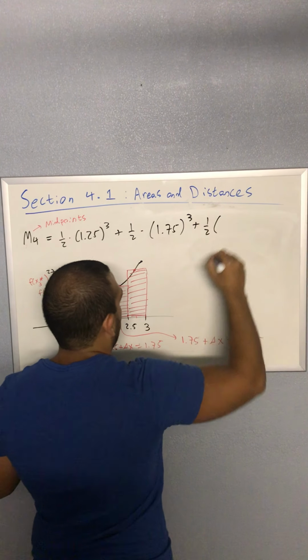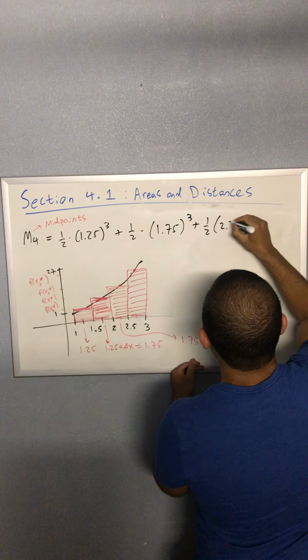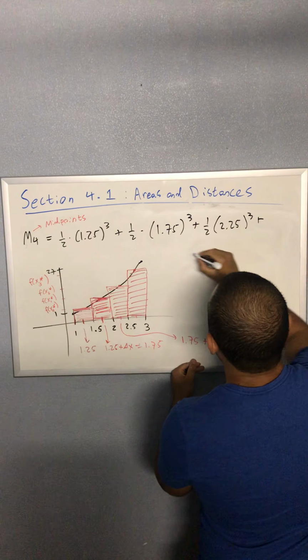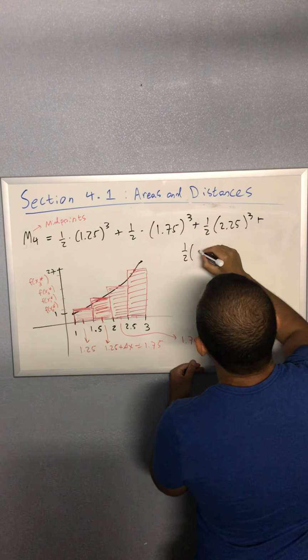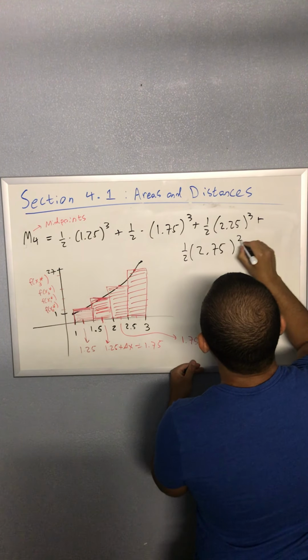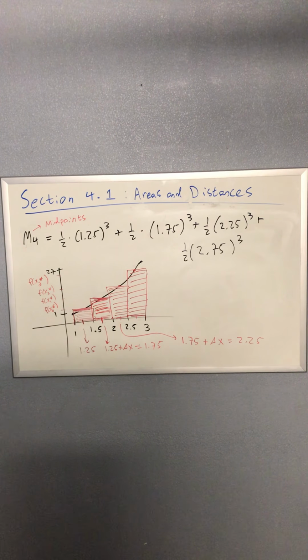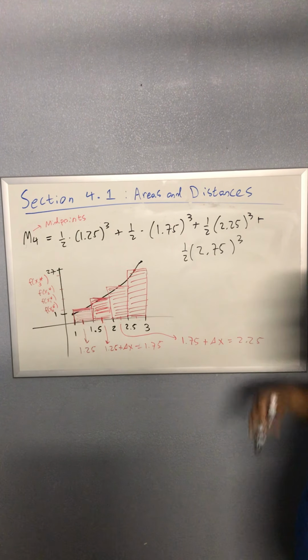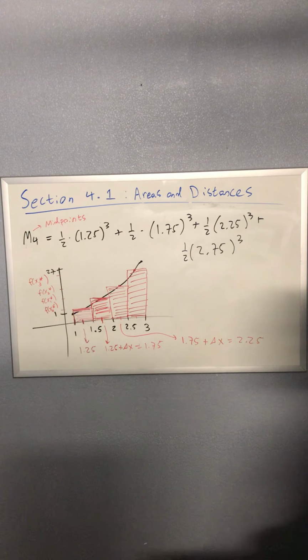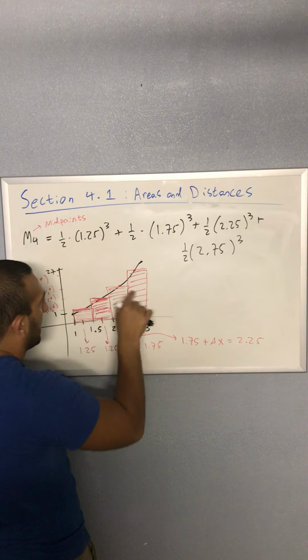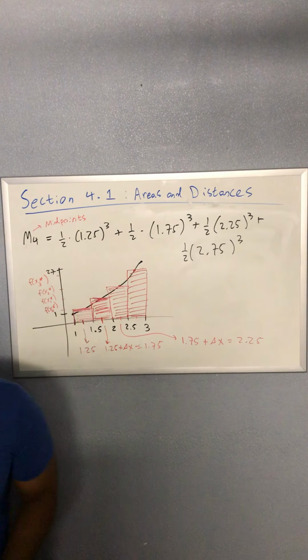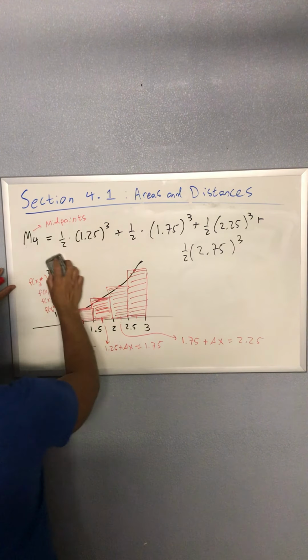And then a half times again 2.25 cubed, and then plus a half times 2.75 cubed. Okay, that's what the sum is. You know, that's just the area of these four rectangles added together.